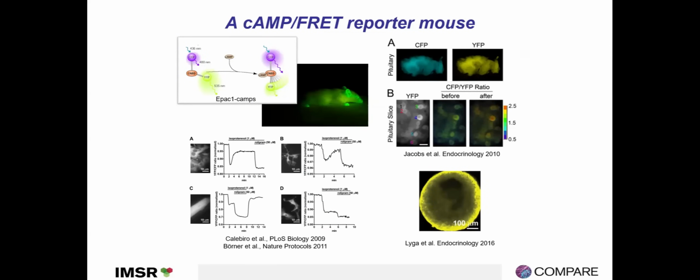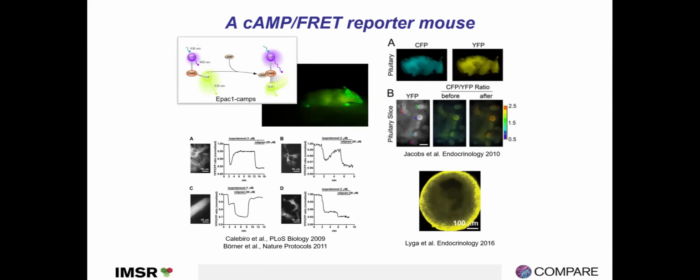This is an example of a reporter mouse that we generated when I was in Germany that expresses a FRET sensor for cyclic AMP ubiquitously. As you can see, the mouse is fluorescent. You can then take different types of primary cells from the mouse. These are examples, cardiomyocytes, neurons, and so on and so forth. You can put them under the microscope and monitor in real time the changes in intracellular cyclic AMP concentration, for instance, when you give a beta-adrenergic agonist, as shown here.